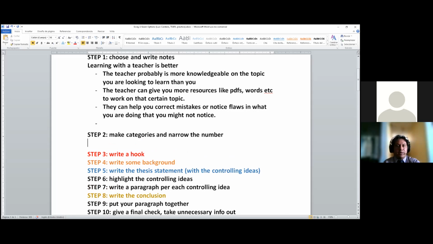You have made up your mind. So teacher is better. Teacher provides more knowledge on the topic. Teacher can give you more resources. They can help you correct mistakes, notice flaws.